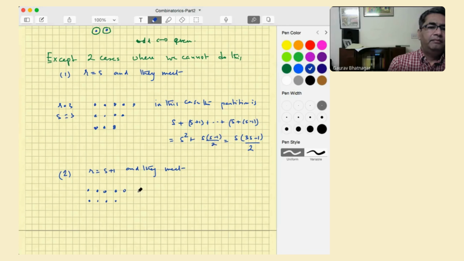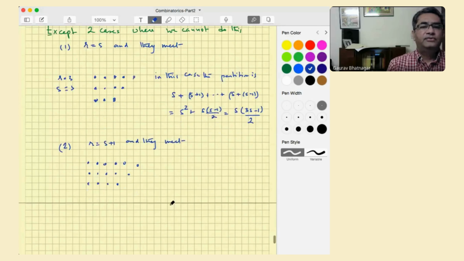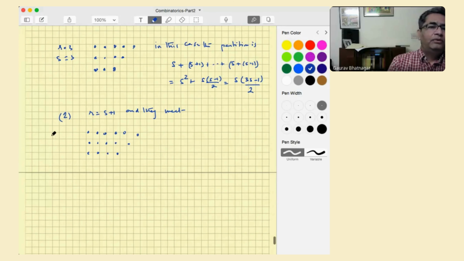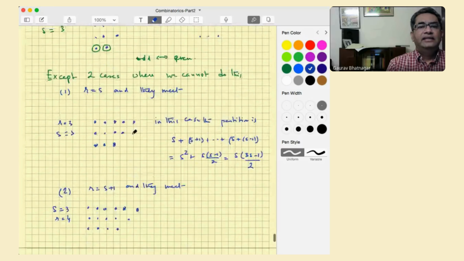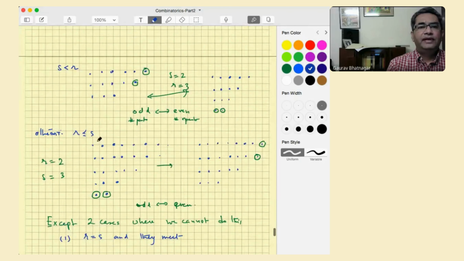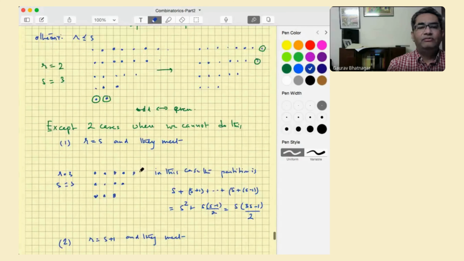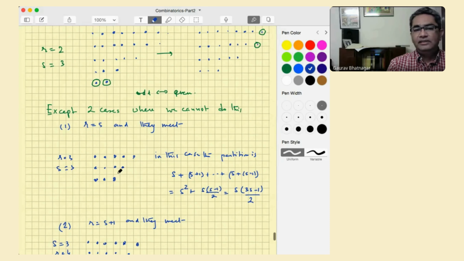So this is the same. So this kind of situation. You have S equal to 3 and R equal to 4, and they meet. So now the problem is this: in this case, we would have brought this upwards, right? Because R is less than or equal to S, so we would have brought it upwards. But then, since they are meeting, since they're equal, you can't do it. There's not enough empty spaces available.